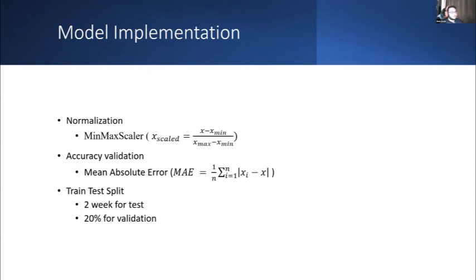In that method, the data will scale between 0 and 1. I chose mean absolute error as the accuracy validation metric. Then I split my data into train and test, 2 weeks for test, and the others are training data. From the train data, 20% is separated for validation.